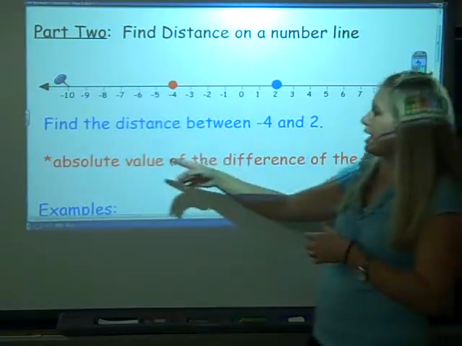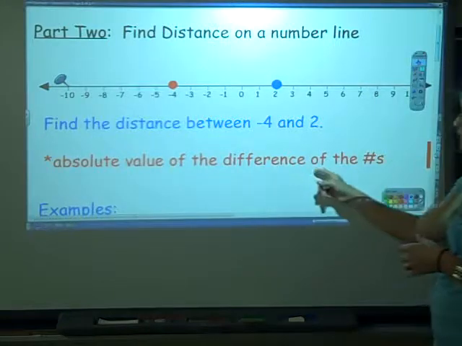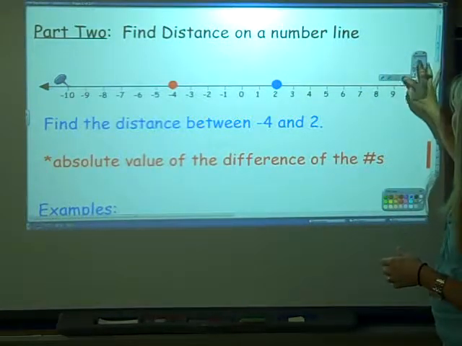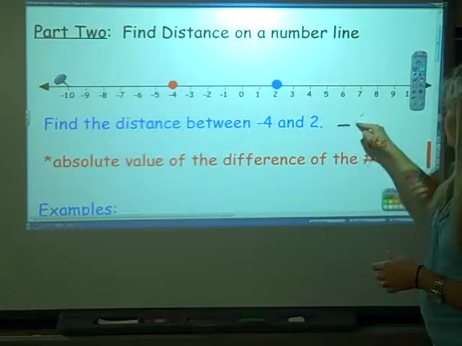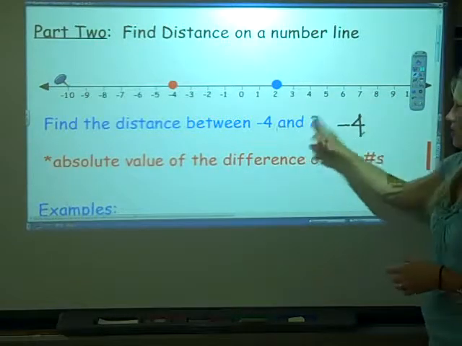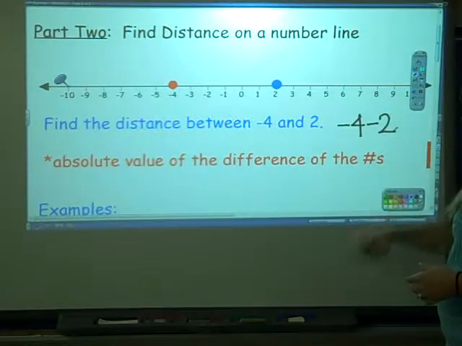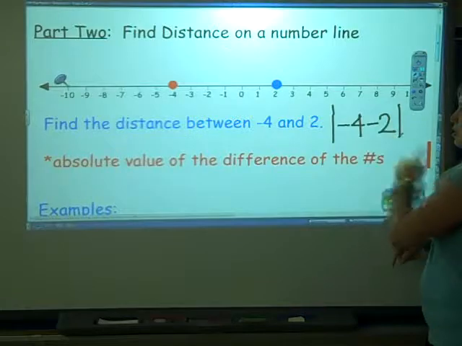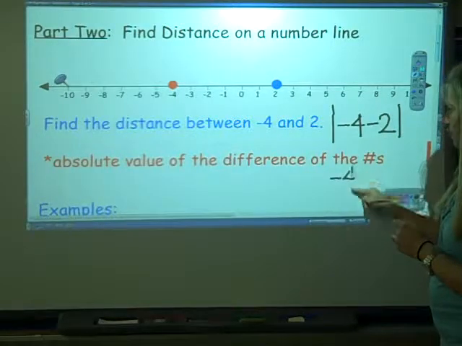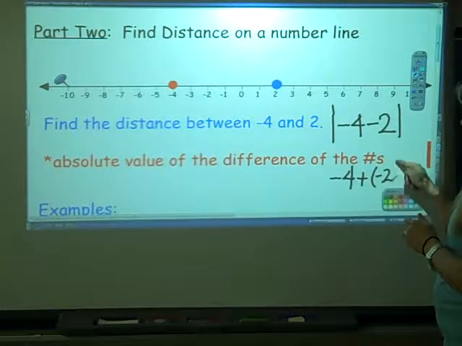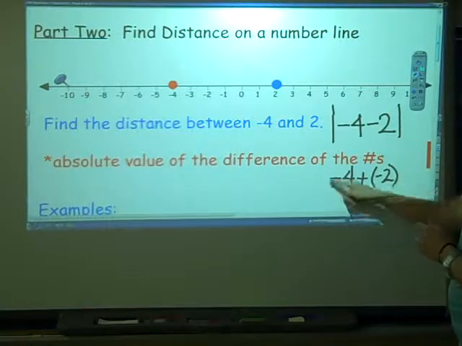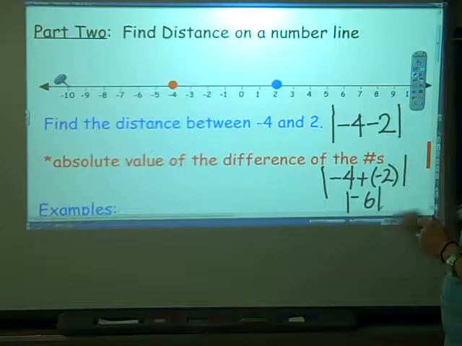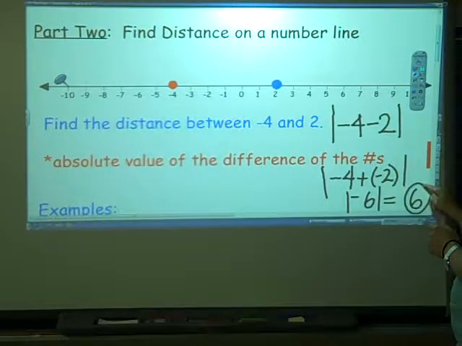Or you could take the absolute value of the difference of the numbers. So what I mean by that, let's grab a pen. We have negative 4 and 2, so subtract those, minus 2, and take the absolute value of that. Negative 4 minus 2 is the same thing as negative 4 plus negative 2, which is negative 6. Take the absolute value of negative 6, you will get 6.